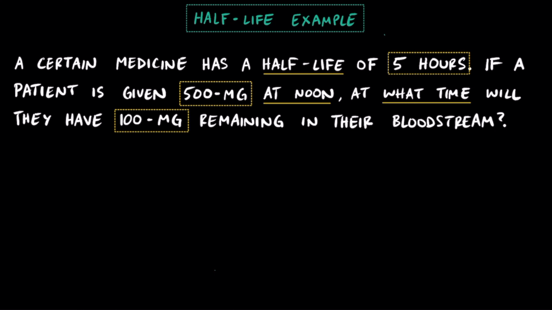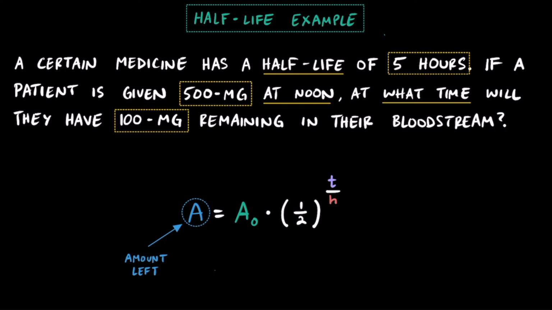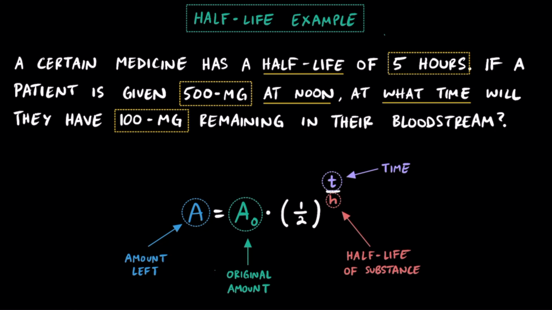Just so we're on the same page, this is the formula we can use to solve half-life problems. A represents the amount of a substance at a given time. A naught, or A sub 0, represents the starting amount of some substance. T represents time, and finally H represents the half-life of a substance, or the amount of time it takes for the substance to be cut in half.